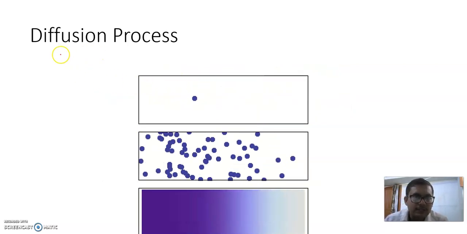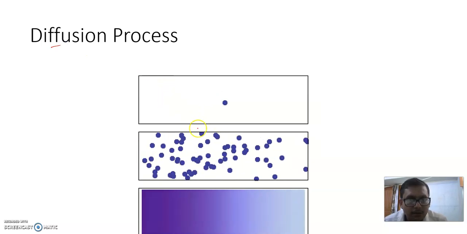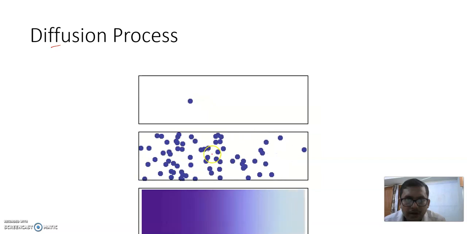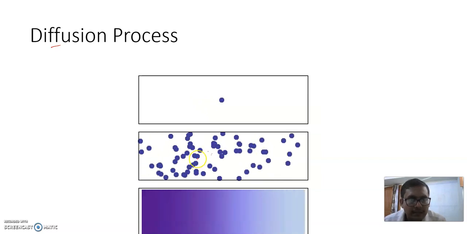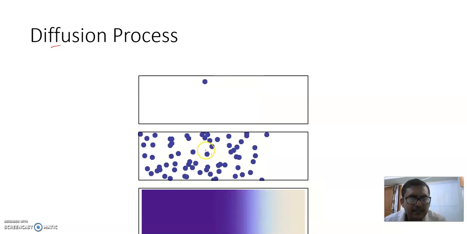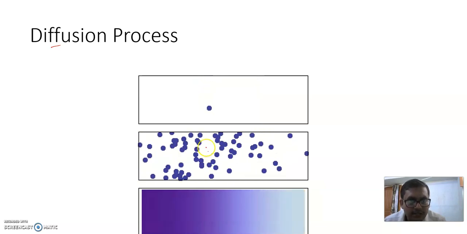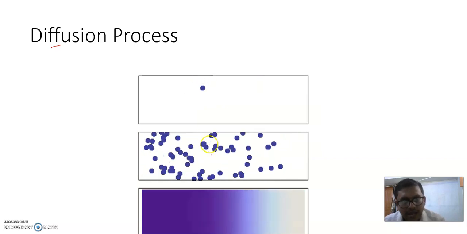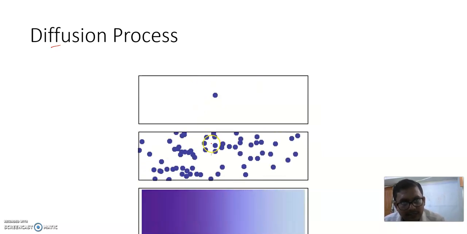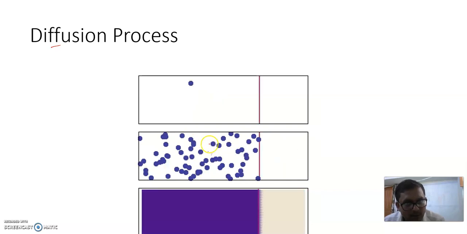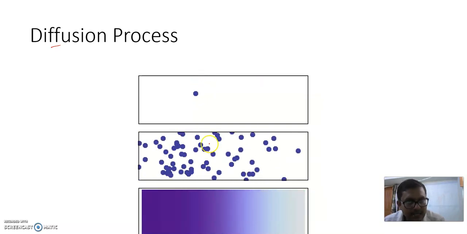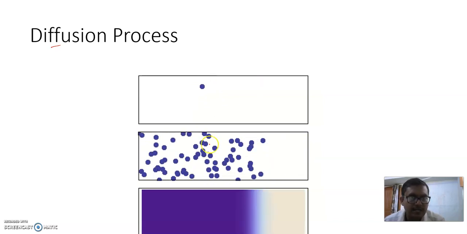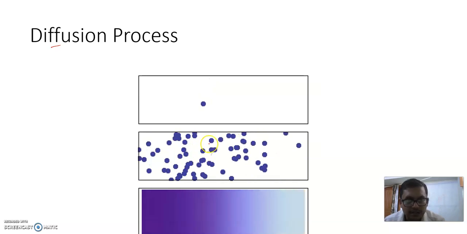Now diffusion process. So if the flow of electron is due to the concentration gradient, then that process is called diffusion process. So if the flow of electron is from higher concentration to lower concentration, then that process is called diffusion process, and flow of current due to the concentration gradient of the charge, then that current is called diffusion current.